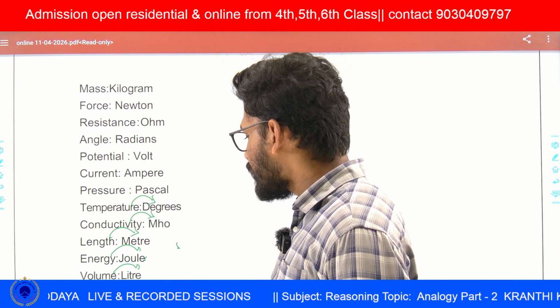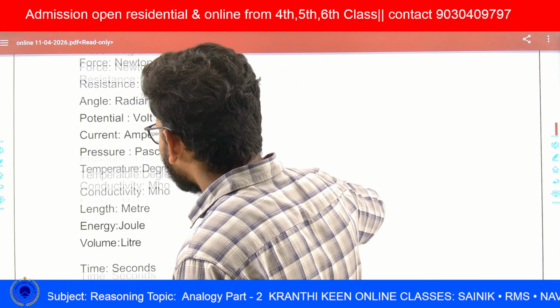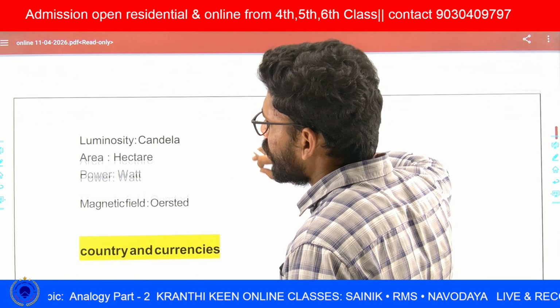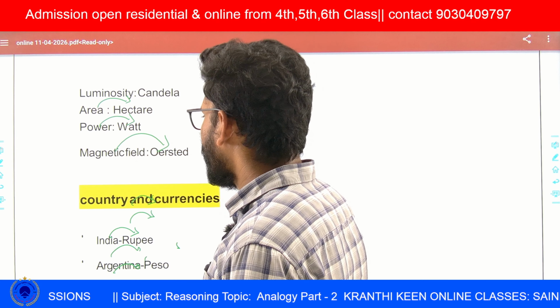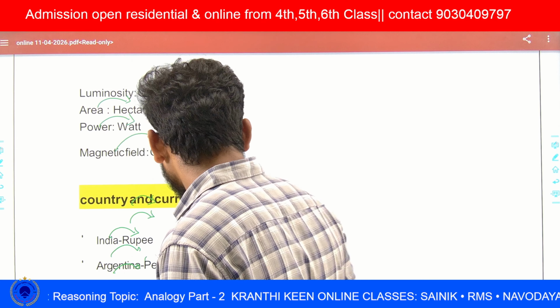Okay. Got it? I will share the soft copy with you. You have to learn and come. Luminosity is candela, area is measured in hectare, power is in watt, magnetic field is Oersted. Okay, this is the way you have to learn.